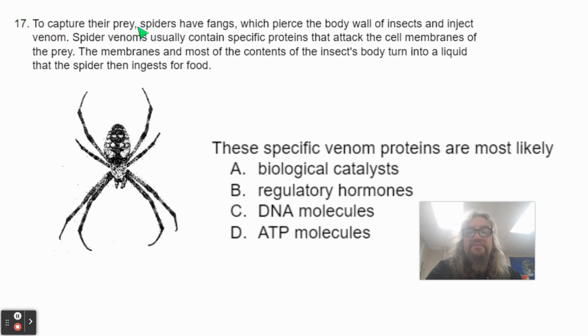Number 17, to capture their prey, spiders have fangs, which pierce the body wall of insects and inject venom. Spider venoms usually contain specific proteins that attack the cell membranes of the prey. The membranes and most of the contents of the insect's body turn into a liquid that the spider then ingests for food. These specific venom proteins are most likely A, biological catalysts, B, regulatory hormones, C, DNA molecules, or D, ATP molecules.